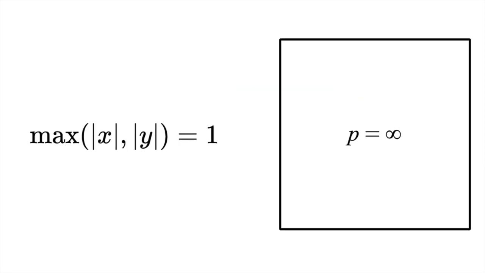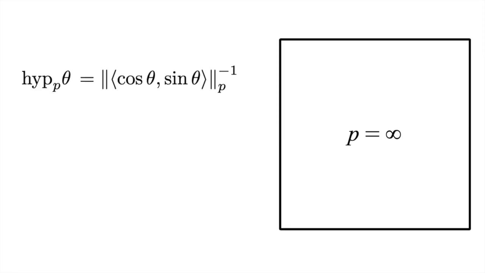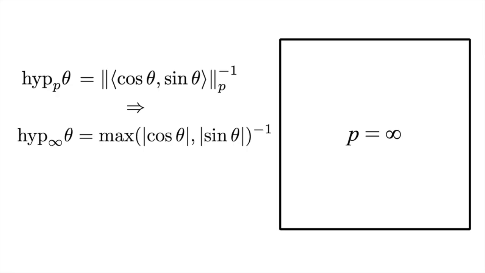Now, just taking an infinite degree unit squircle here, we can see that it's represented by this equation, the maximum norm of the vector xy equals 1. In polar coordinates, we can apply the maximum norm to our definition of height in terms of the p-norm. The p-norm of cosine and sine as p approaches infinity becomes the maximum norm of cosine and sine. We can simplify this expression further.